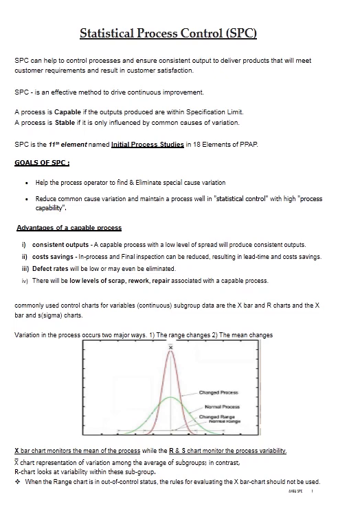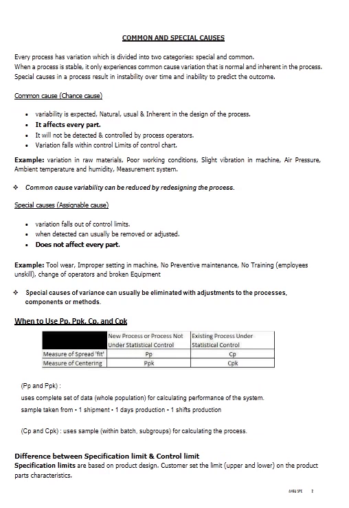Commonly used control charts for variable subgroup data are the X bar and R charts and X bar and S charts. Variation in the process occurs in two major ways: the range changes and the mean changes. The X bar chart monitors the mean of the process, while the R and S charts monitor process variability. The X bar chart represents variation among the averages of subgroups. The R chart looks at variability within these subgroups. When the range chart is in out of control status, the rules for evaluating the X bar chart should not be used.